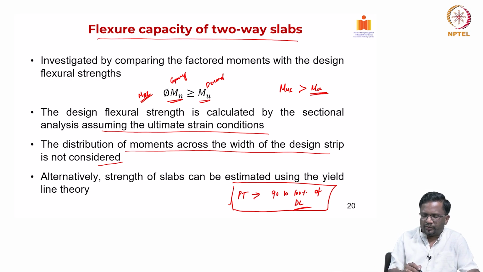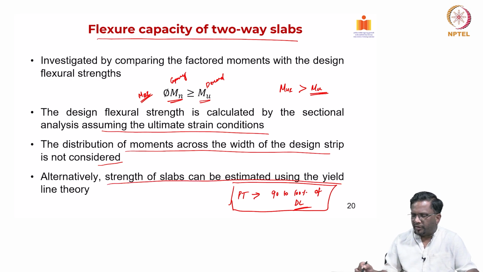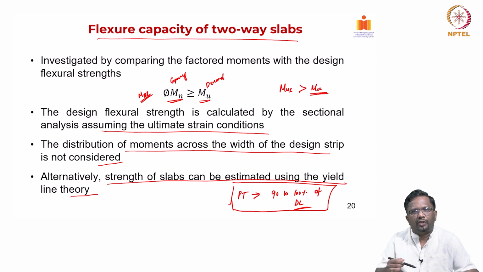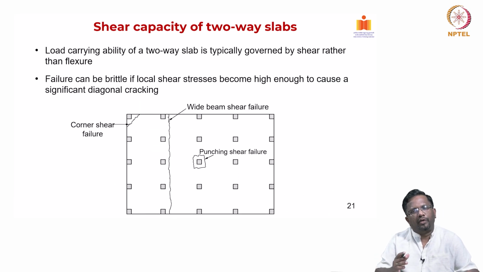Otherwise, what we can also do is the strength of the slabs can be estimated using yield line theory. Of course, we do not have time to cover that, but you can look at the literature on how to calculate the ultimate capacity using yield line theory as well, right. So, now we have understood flexure, we have discussed how to use the equivalent frame method to do the analysis to get your moments. Now, we looked at how to check each critical section for flexural capacity.